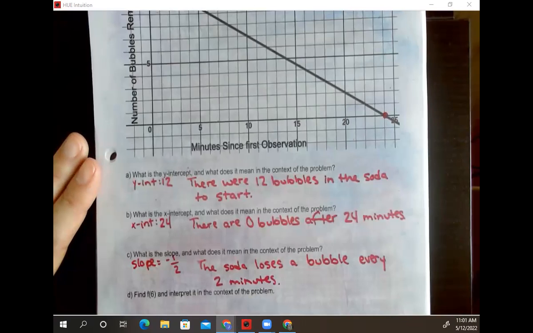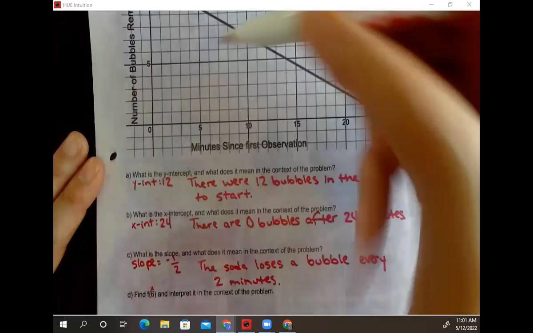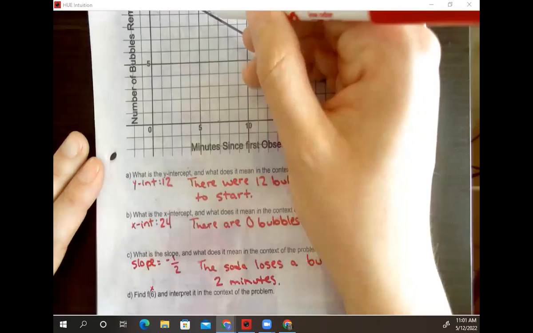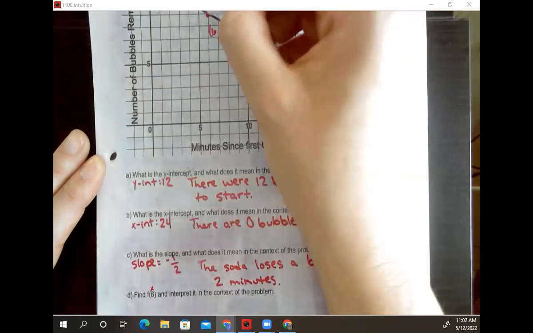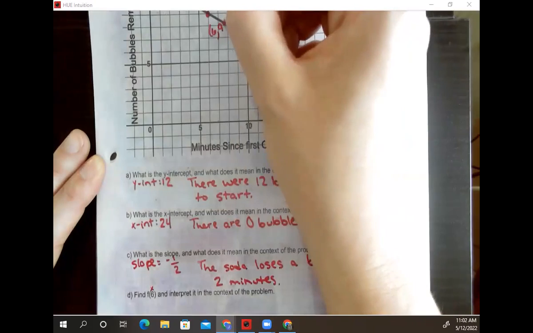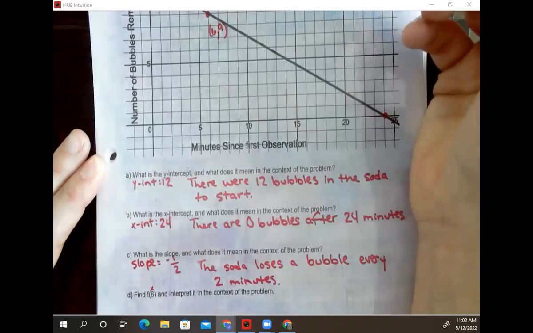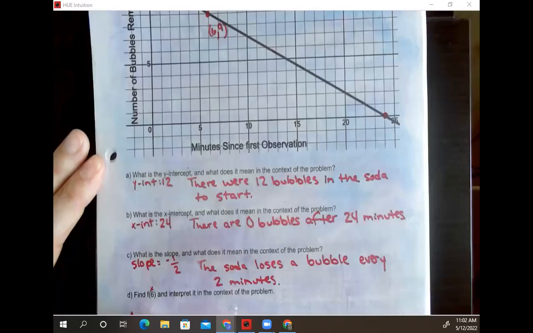Part D, find f of 6 and interpret it in the context of the problem. So we did a problem like this with number 1. f of 6 means our x value is 6. So I'm going to go to where x is 6, then follow that to the graph. This is the point (6, 9). So f of 6 equals 9.